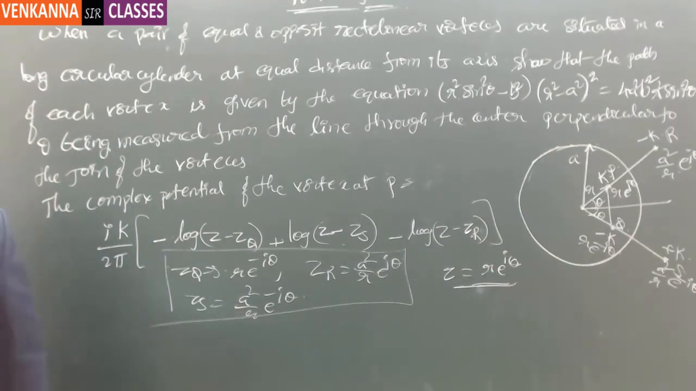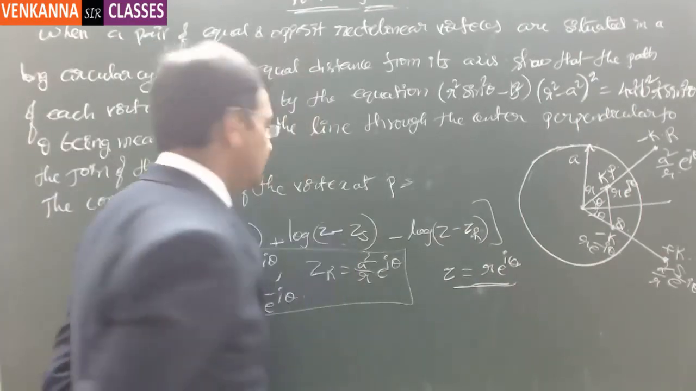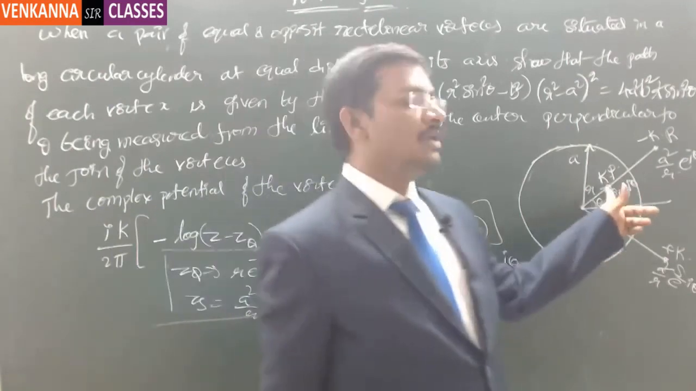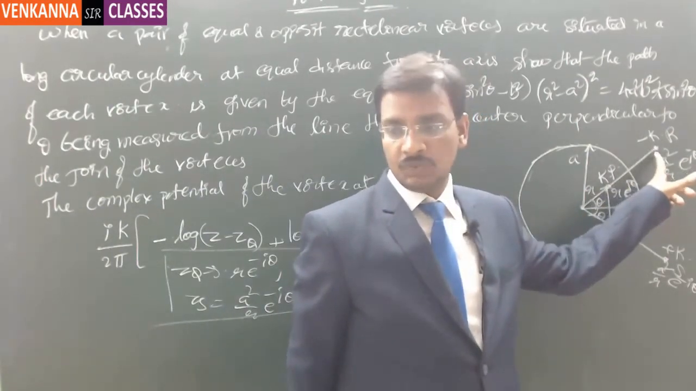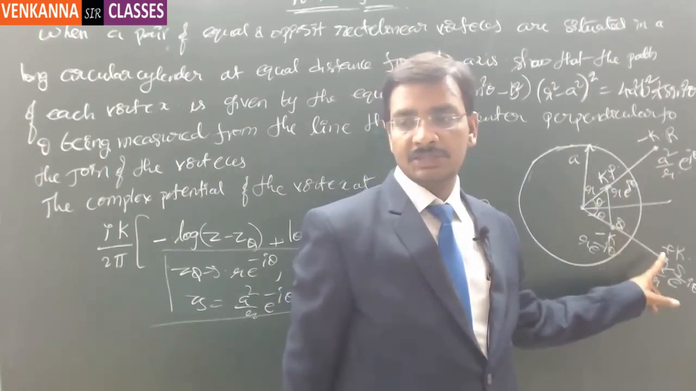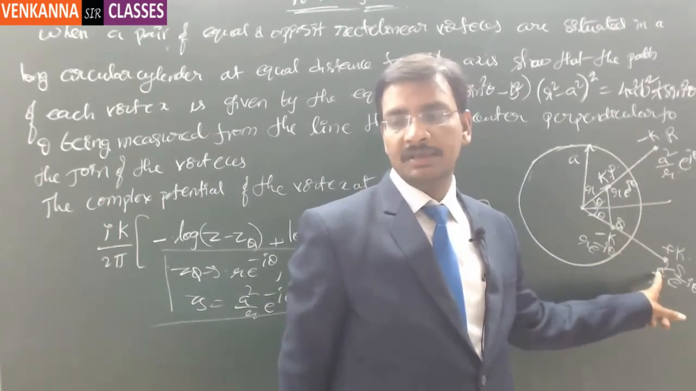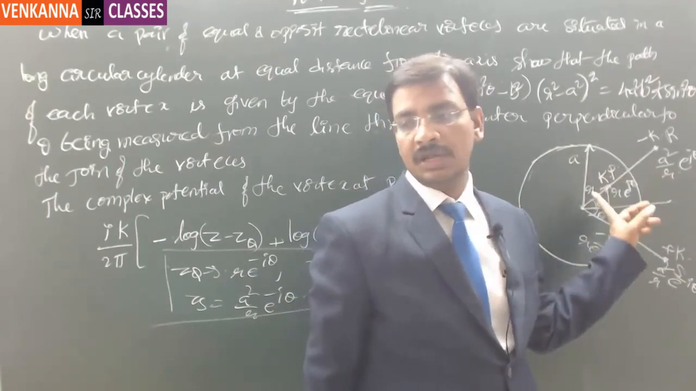We use negative when it is inside, no? So see this, here, if there is a positive vertex here, the corresponding mirror image will be minus k here. And here, because there is a minus k, the corresponding mirror image will be plus k here. Got it? So that's why this is the image system of the circular cylinder, I explained.